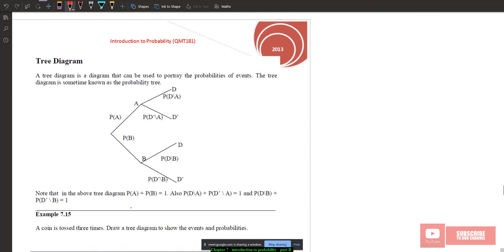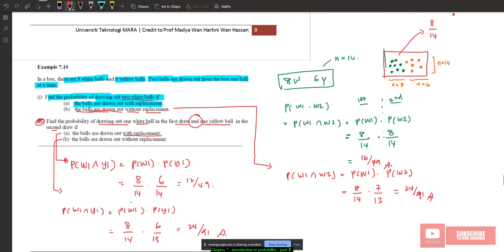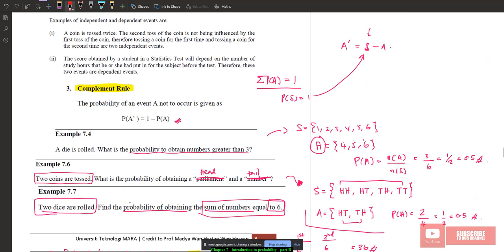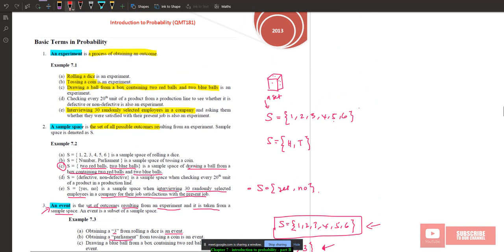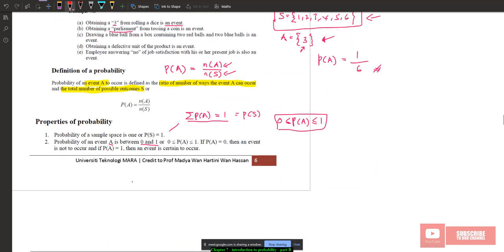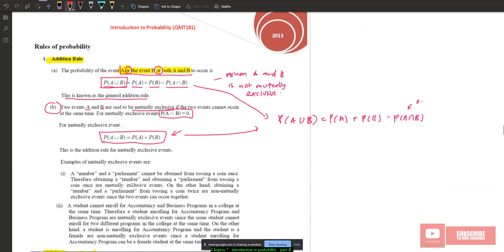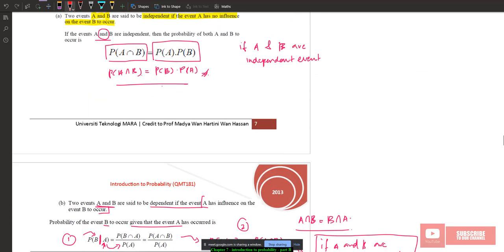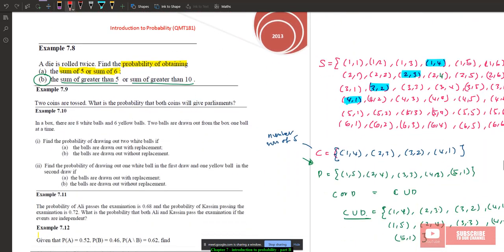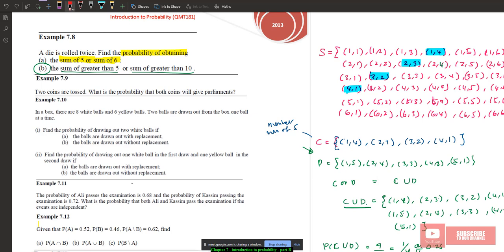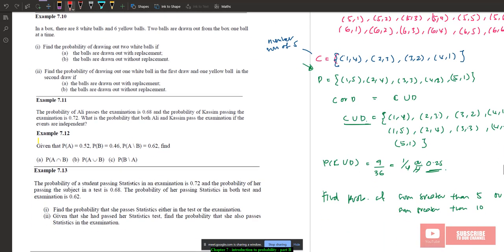Right, so I'm not going to move to tree diagram yet, right? We're going to continue tree diagram in the next class. So your task is, I want you to really understand the introduction of probability, from the basic terms of probability, experiment, sample space, and event, and the definition of probability, NA divided by NS, then properties of probability. And then the rules in probability, which are the addition rule, multiplicative rule, and complement rule. And try to redo this example again until you get the understanding. You can understand the question. You can understand the method, right?